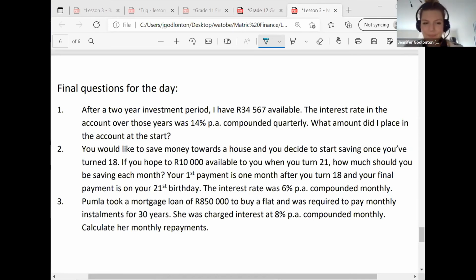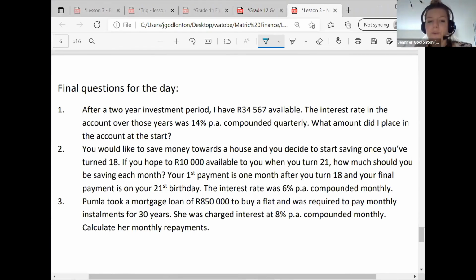I'm sorry. Okay. Question 2, you'd like to start saving money towards buying a house. If you hope to have 10,000 Rand available to you when you turn 21, how much should you be saving each month? Your first payment is 1 month after you turn 18 and your final payment is on your 21st birthday. And we've got our interest rates over there. That one's if you're feeling in the middle with finance, so not feeling terrible, but not feeling great, then you should try question 1 and question 2.